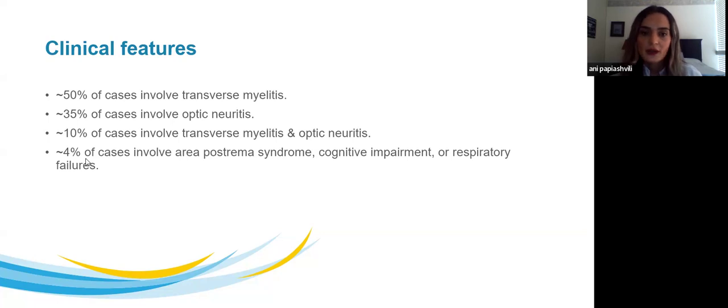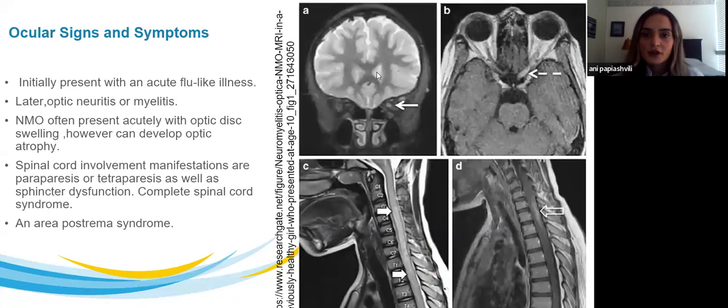And I would like to mention that previously, 4 out of 10 patients with neuromyelitis optica were misdiagnosed with MS at first. Okay, now let me show you some ocular signs and symptoms for neuromyelitis optica. Initially it can present with an acute flu-like illness, for example fever, myalgia, headache. But after that, we have other symptoms, for example optic neuritis or myelitis.